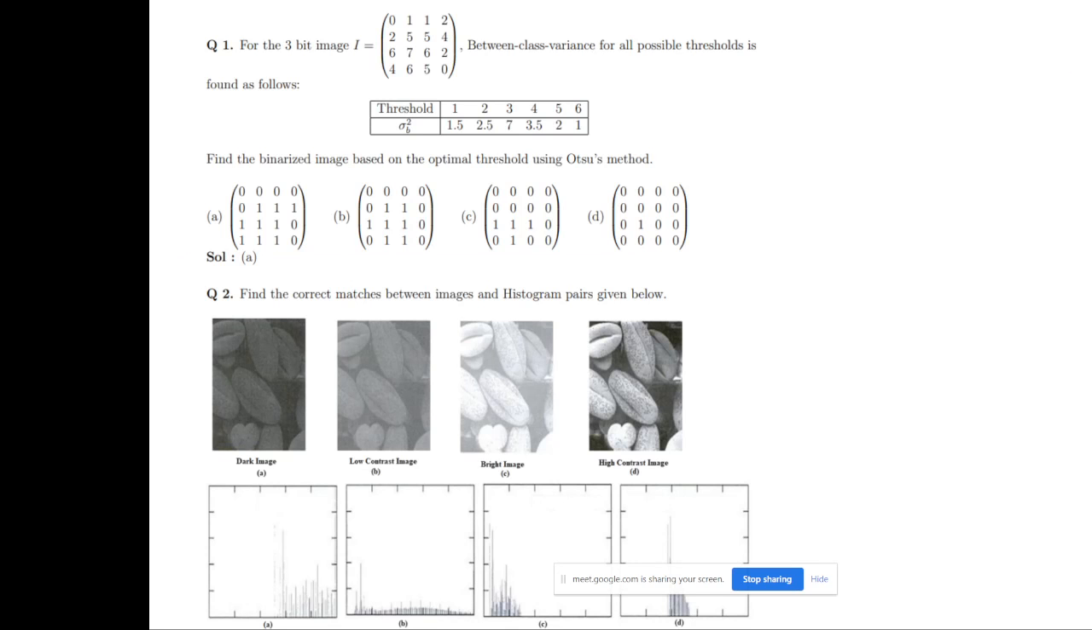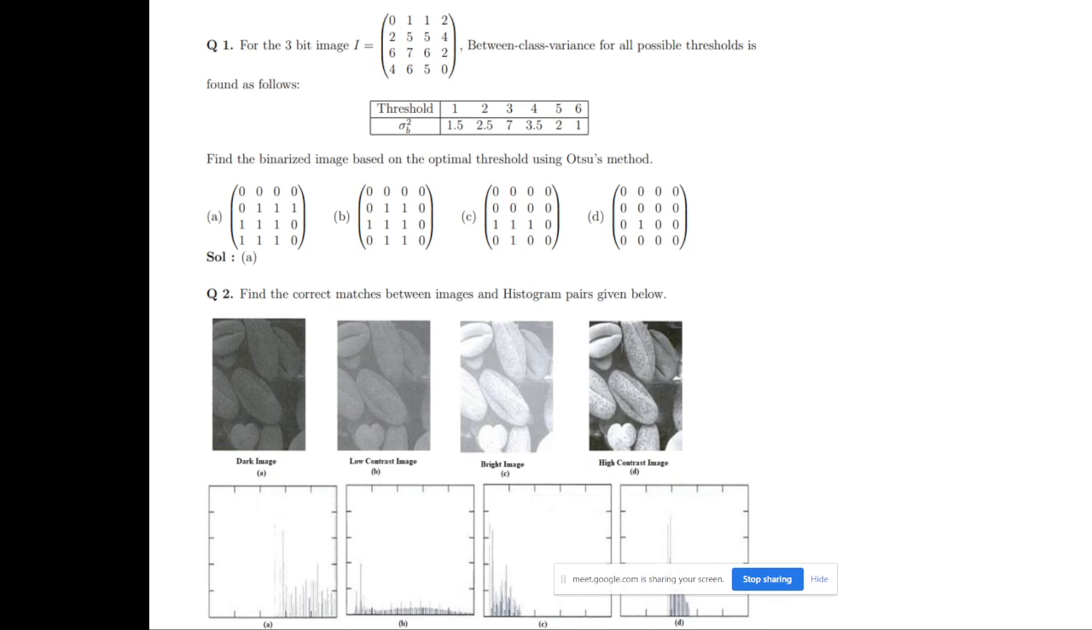Next I will go through one previous tutorial that was given on the NPTEL site. The first question is of a type that has already been discussed in the live sessions, so once again I will go through it. For a 3-bit image I, the between class variance for all possible thresholds is found as follows. It is given. If it is not given, and the question is only a 3-bit image I, you have to find sigma b square. How? There are equations, no.